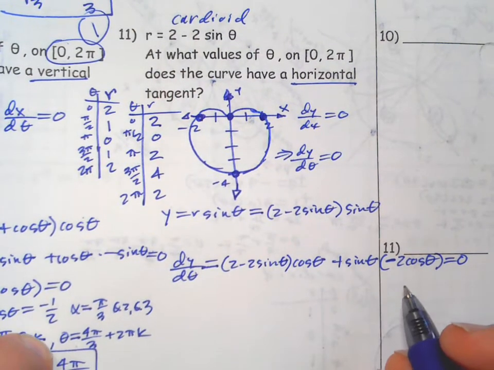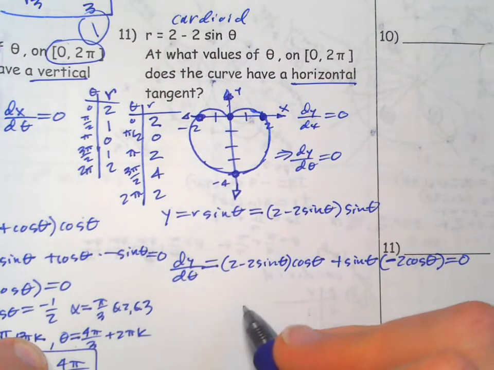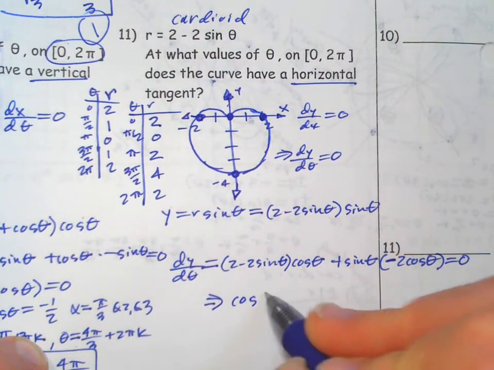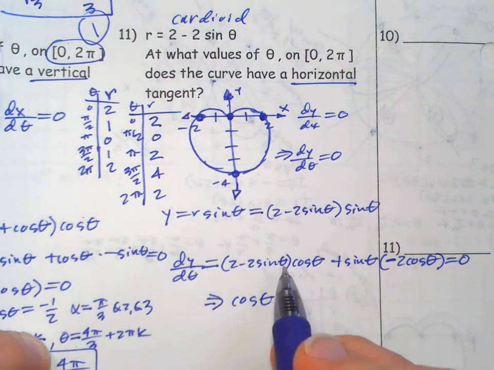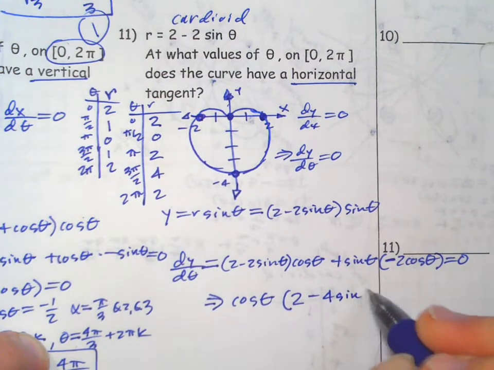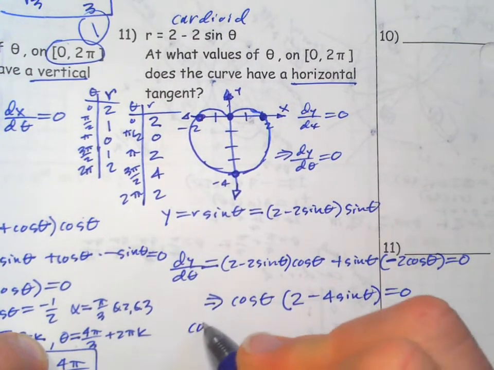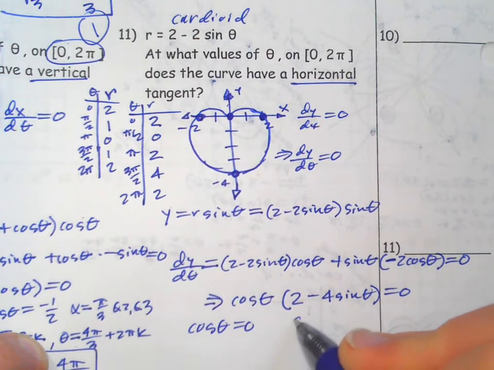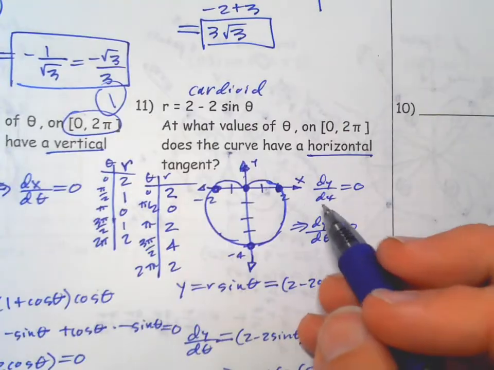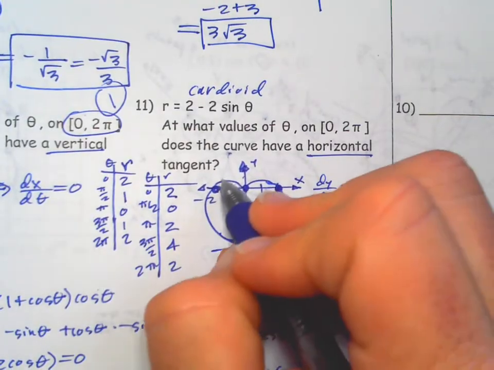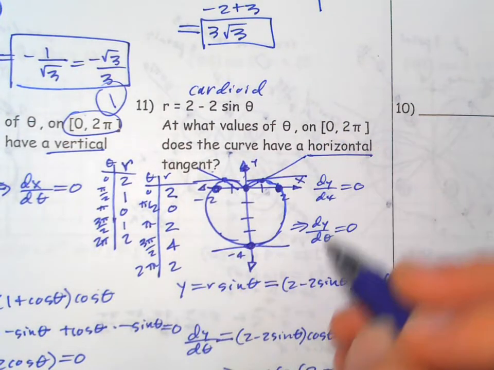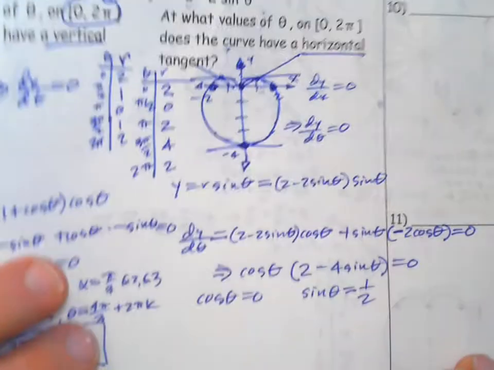And then I think we could factor the cosine out of both of them. So we take cosine θ out. There would be a 2 minus 2 sine θ, and then another minus 2 sine θ. So 2 minus 4 sine θ equals 0. So cosine θ equals 0, and sine θ equals positive 1/2. Now, by the way, we expect to get horizontal tangents to be here, here, and here. So I expect to get 3: one in the first quadrant, one in the second quadrant, and one down here at 3π/2.